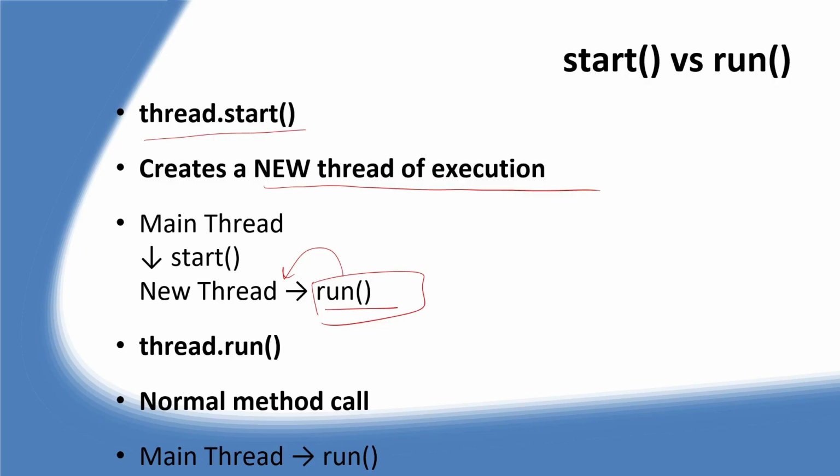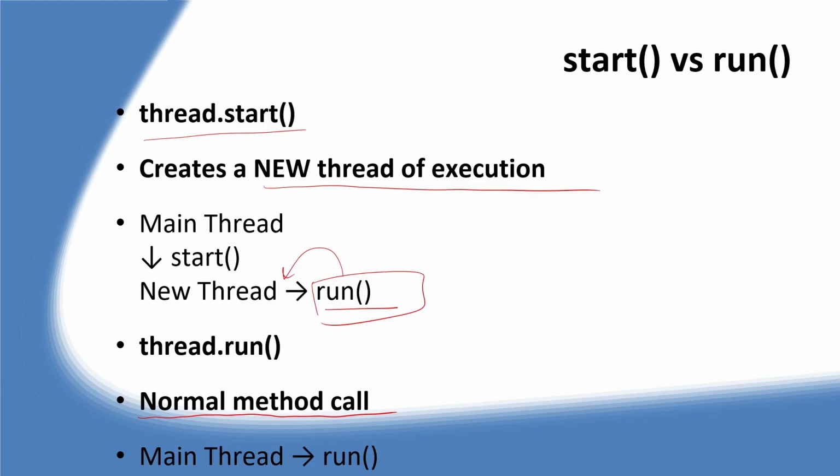But what happens if we directly call the run method? In that case, no new thread will start. The run method behaves like a normal method call and executes on the current thread.